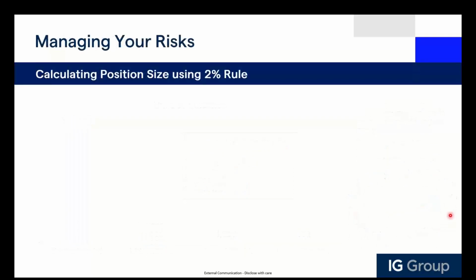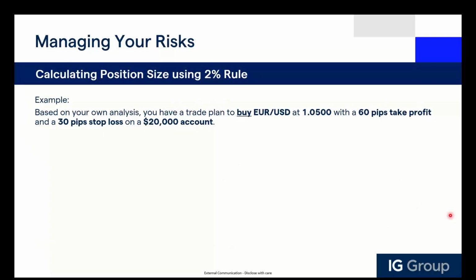Okay, so if you use this rule, let's say, just as an example, we have our own analysis. Our plan right now is to buy the euro dollar, the euro against the dollar, at 1.0500. We have a target to close our trade in profit 60 pips away. Remember, 1 pip is the fourth decimal place, so 60 pips is 1.0560. That exchange rate is our take profit. Because we are looking to buy, 60 pips is a better, stronger rate, so it's a bigger number.